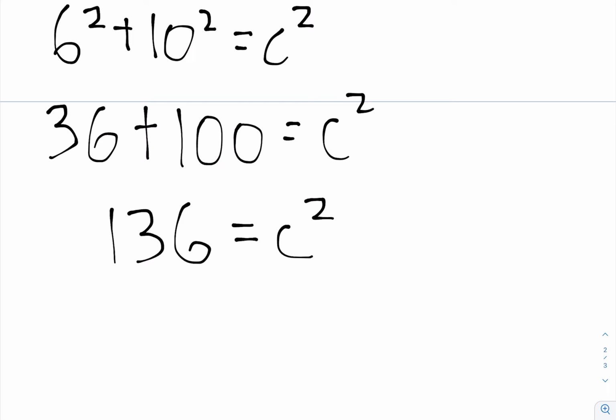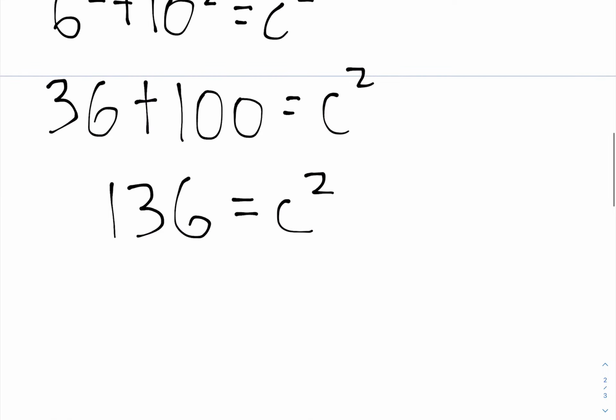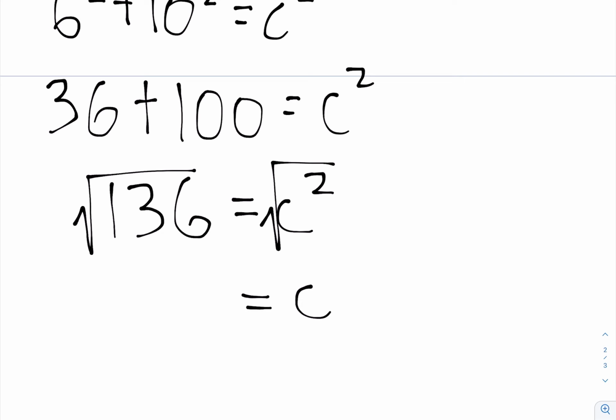Now, just like in the last question, we have c squared isolated, on its own. But we just want c, because the thing we were looking for was our x. If we're looking for x, we don't want x squared, we just want x. So how can we get rid of this square here? Well, we can square root both sides, because remember, the opposite of a square is a square root. So on the right side, we're going to get c, and on the left side, we're going to get about 11.7.